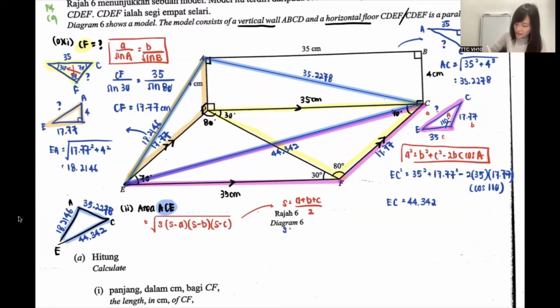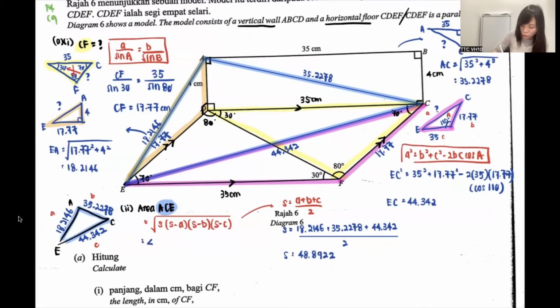So first, I need to find S. How do I find S? So I take the 3 sides, I call them A, B, C. Add together, divide by 2. So isn't it 18.2146 plus 35.2278 plus 44.342. After that, everyone divide by 2. So 18.2146 plus 35.2278 plus 44.342 divide by 2. I guess getting 48.8922. That's my S.